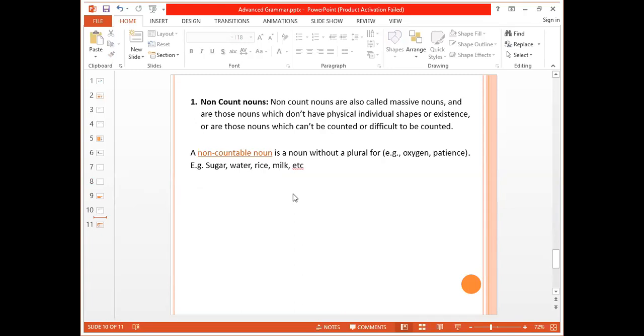If a noun cannot be counted or it is difficult to count, sometimes students ask, sir, I can count my hair. But remember, if a noun cannot be counted, like water, or it is difficult to count, we put it in uncountable nouns, not countable nouns, clear?